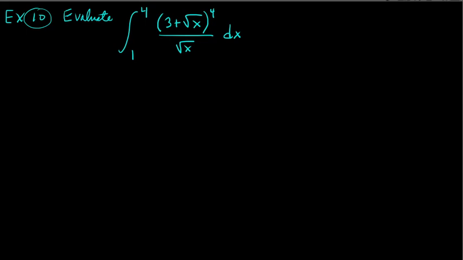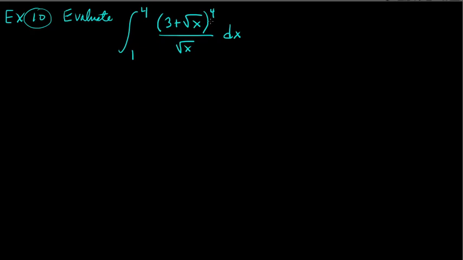Okay, so here's another one. We want to evaluate the definite integral from 1 to 4 of this fraction here. The numerator will be 3 plus square root of x, all to the 4th power, and the denominator will be square root of x. So again, it's a quotient, but we're doing integrals, not derivatives. There's no quotient rule here. So what do we do?